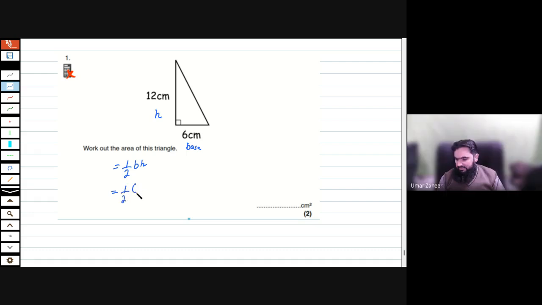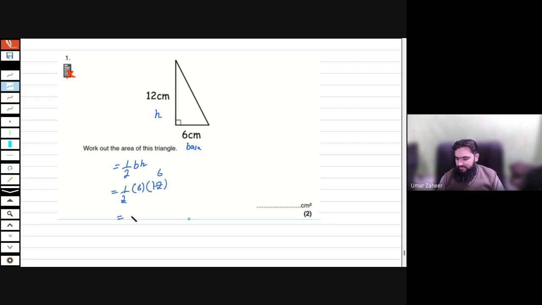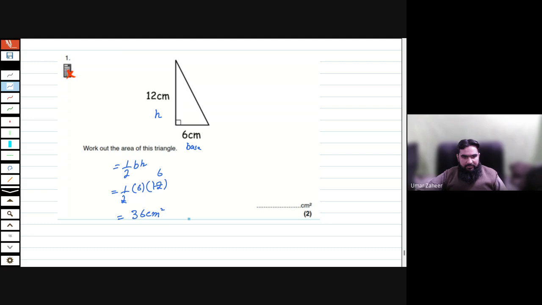What is the base? 6, and the height 6. Half of 6 times 6: 2 times 6 is 12, so we get 6 multiplied by 6, that will be 36 centimeter square. Is everyone clear? Yes, sir. Now we have to go for the next question.